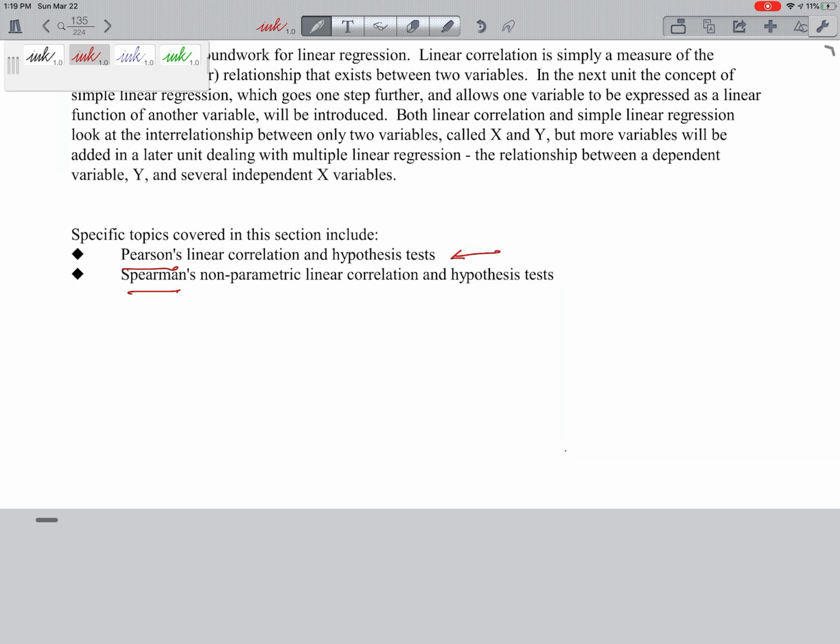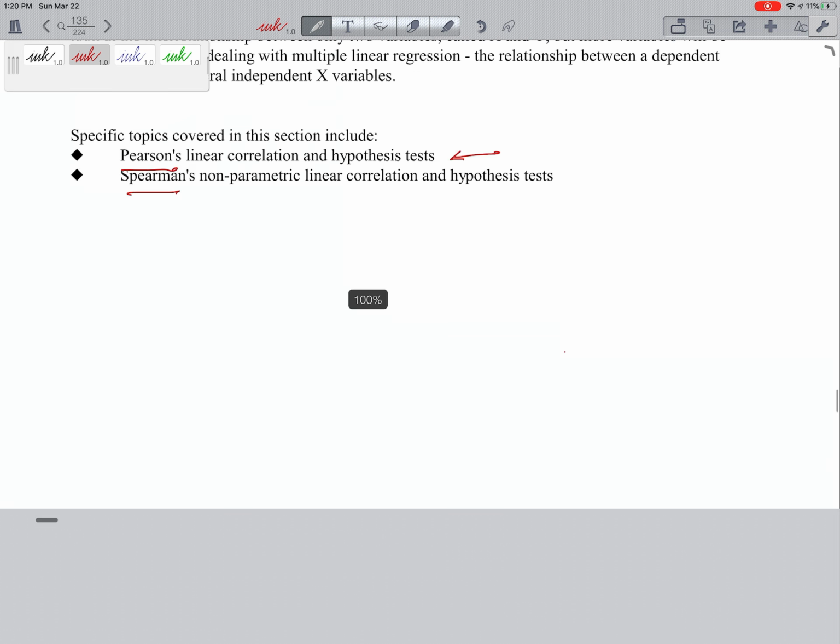So it's the same kind of relationship that we had with ANOVA versus Kruskal-Wallis. ANOVA and Pearson's linear correlation are the parametric tests using interval scale variables. But if the conditions fail, or one or both of the variables are ordinal in nature, then we're talking about a non-parametric test called Spearman's, which is like a Kruskal-Wallis back in ANOVA.